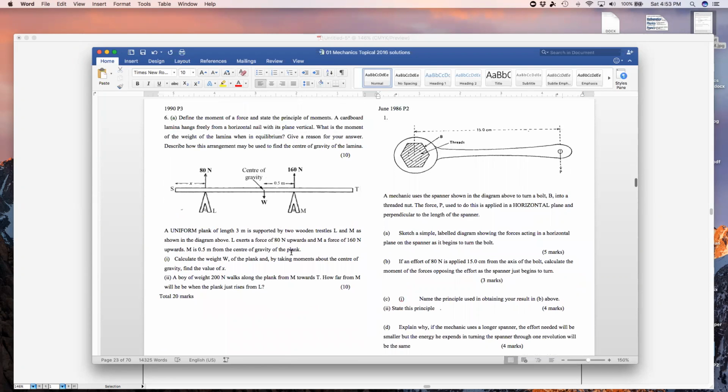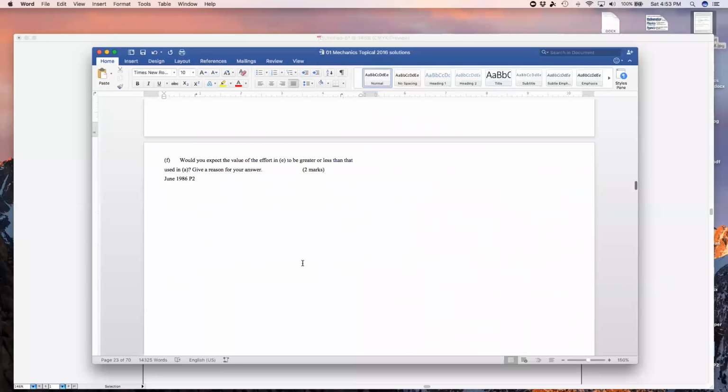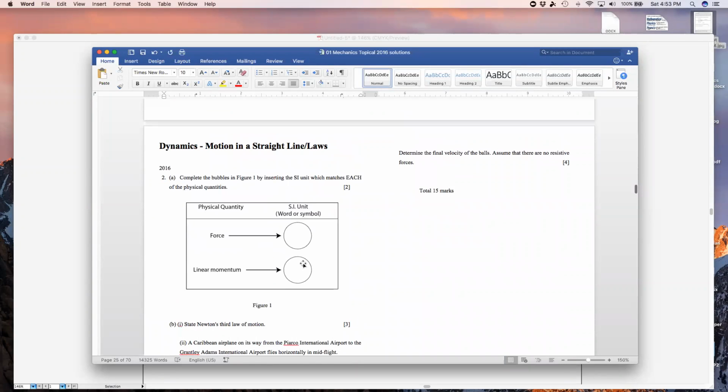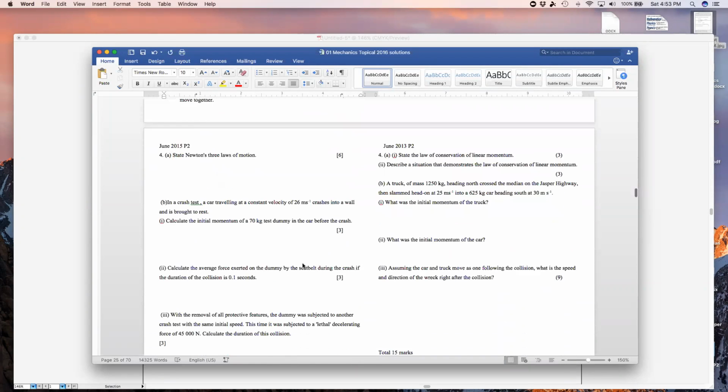This one is an interesting moments question. I suggest you all take a look at this if you have to do moments for the end of term exam. It's a 1990 question. Write down the reference somewhere. 1990 paper 3 question 6. It will be in your past papers, and it will be in this file that I'll save for you in Dropbox. The next topic I'm going to do is kinematic motion in straight lines.